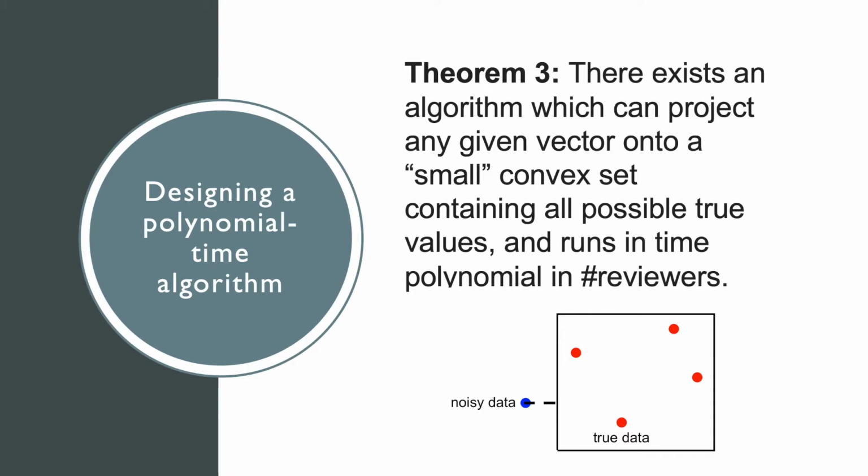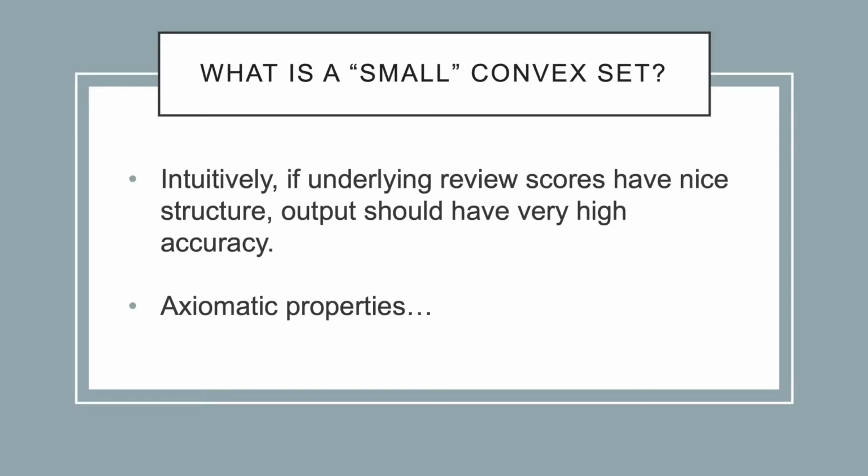We would like to design a polytime algorithm that projects the noisy data onto a "small" convex set. You may want to ask, what is a "small" convex set? Intuitively, if the underlying review scores have very nice structure, then our output should have very high accuracy. Thus, we come up with 3 axiomatic properties to evaluate the convex sets.